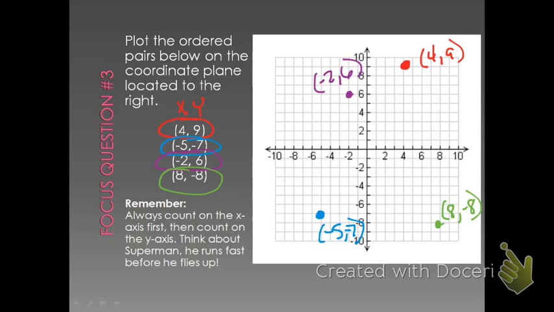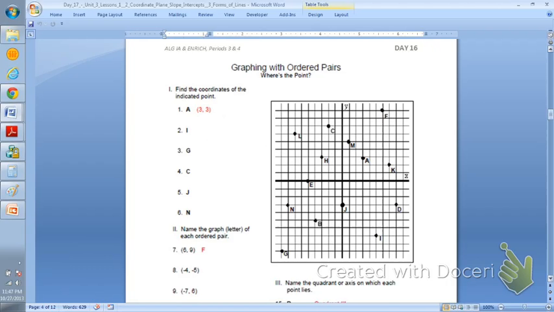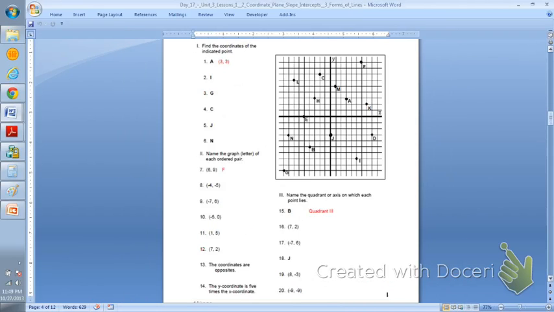Remember, always count the x-axis first and then count on the y-axis. Think about Superman. He runs fast before he flies up or down. Now turn to page 4 in your packet, solve all the questions on this page, and push pause. Whenever you're ready to check your answers, push play again. The first problem in each section has already been done for you as an example. Okay, push pause, do the page, and then push play when you're ready to check.